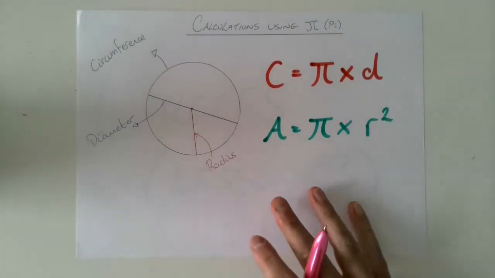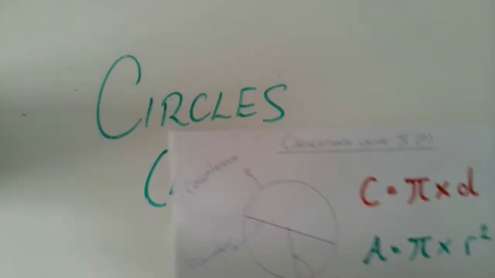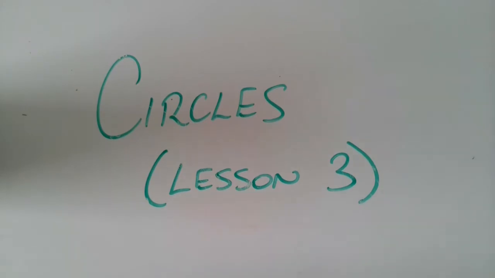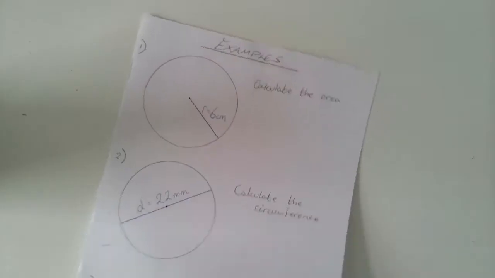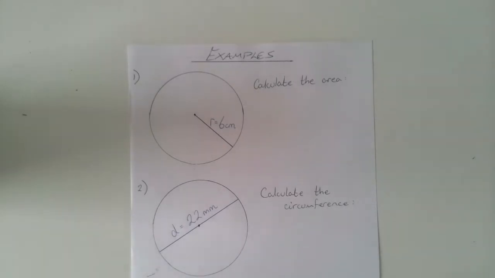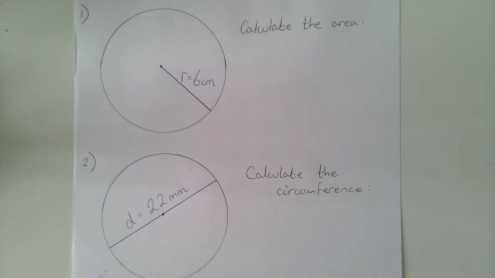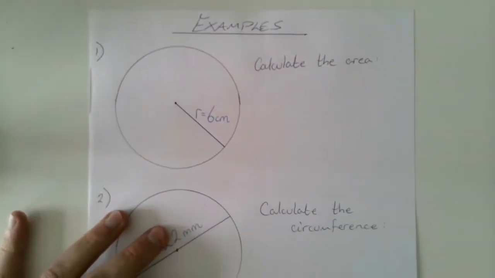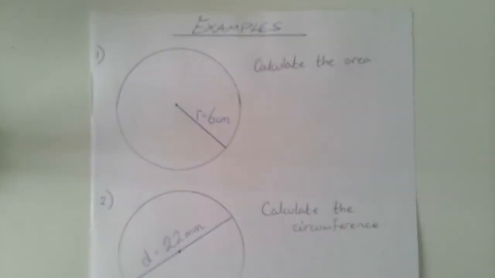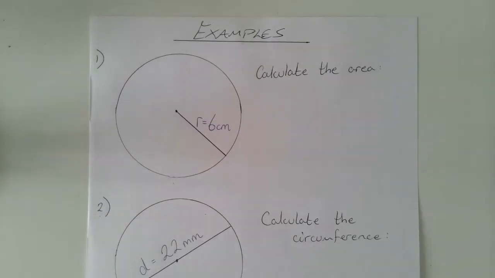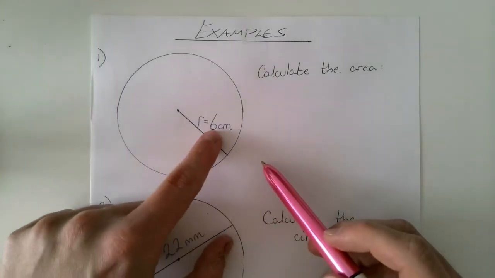Now, I'm just going to do three examples of questions for this lesson. So if I get rid of this, then I can put my examples down here. So the first example asks me to calculate the area of this circle. Now, I've been given a circle and the radius is 6 centimeters.